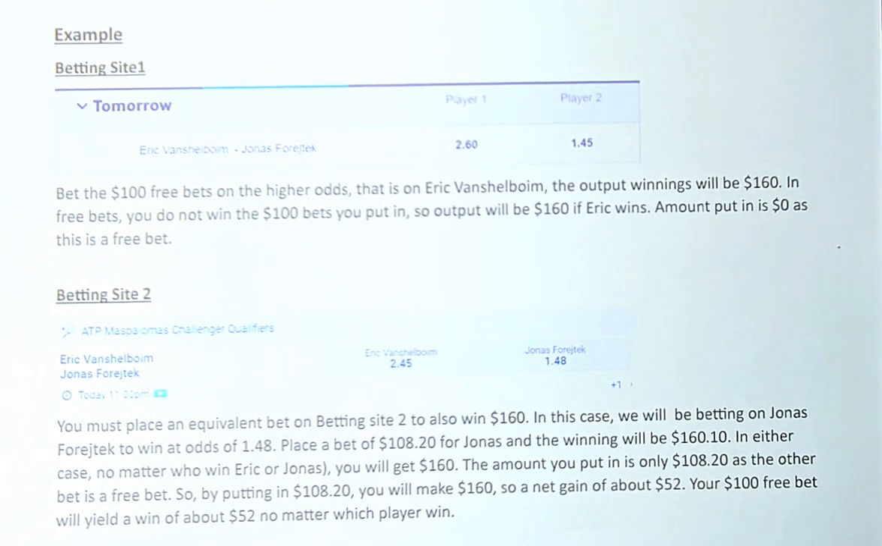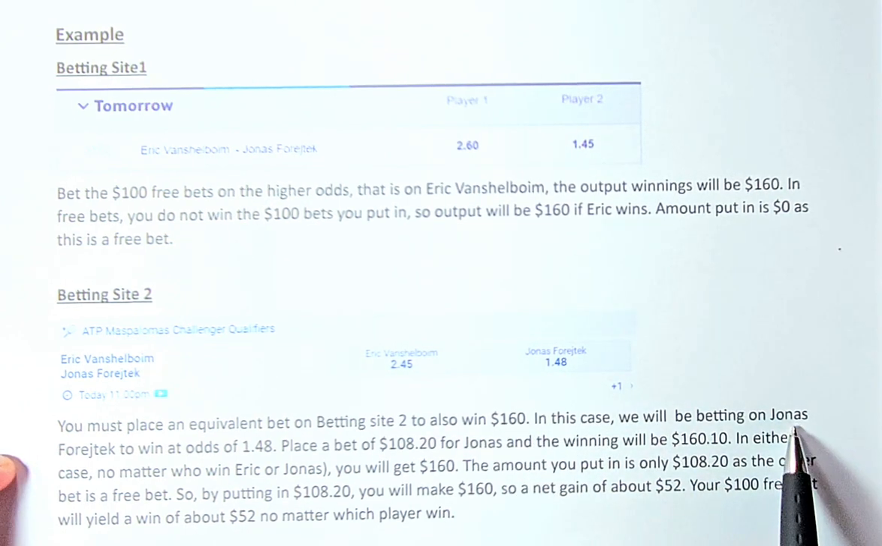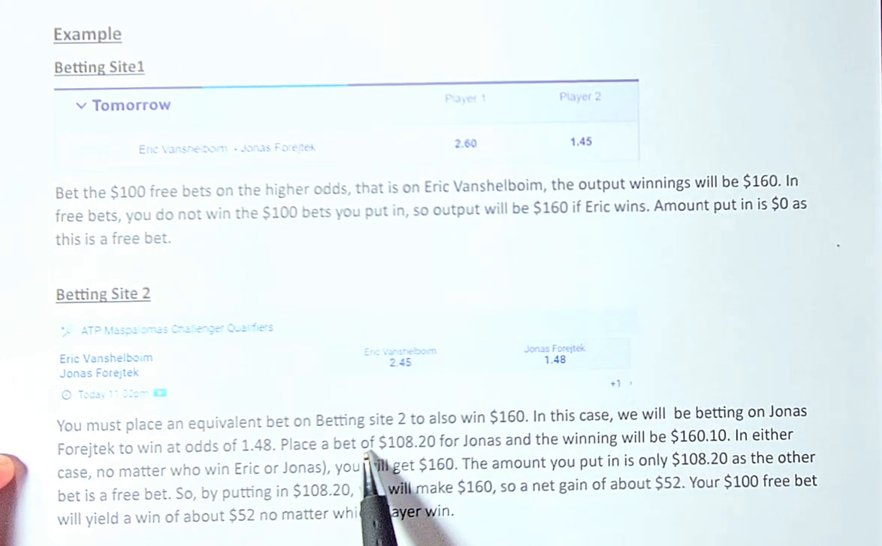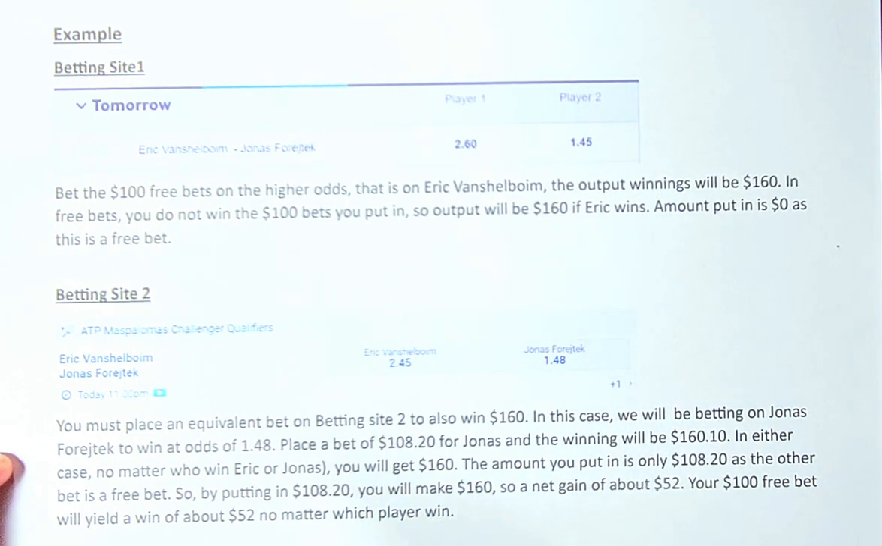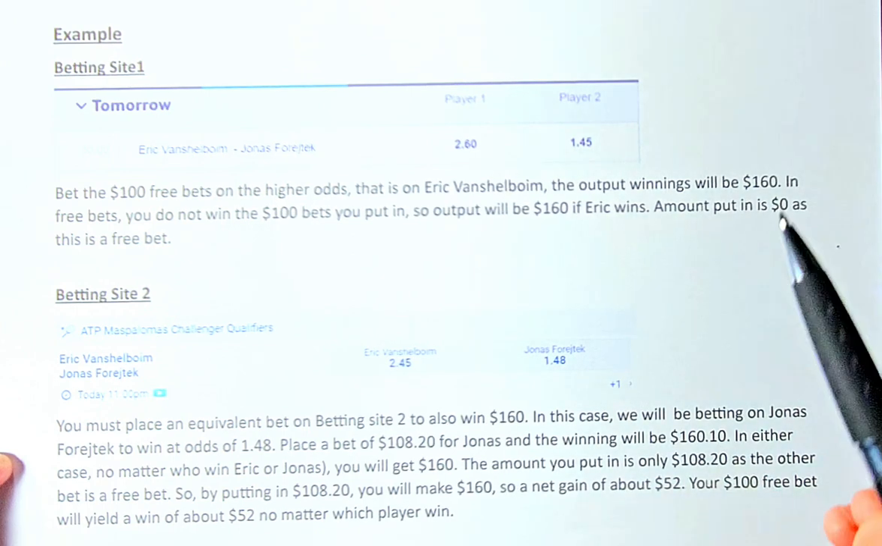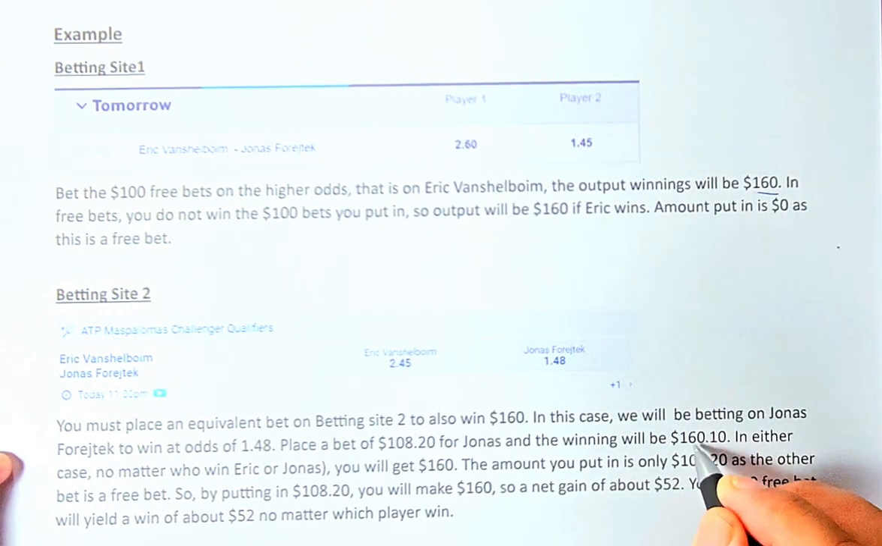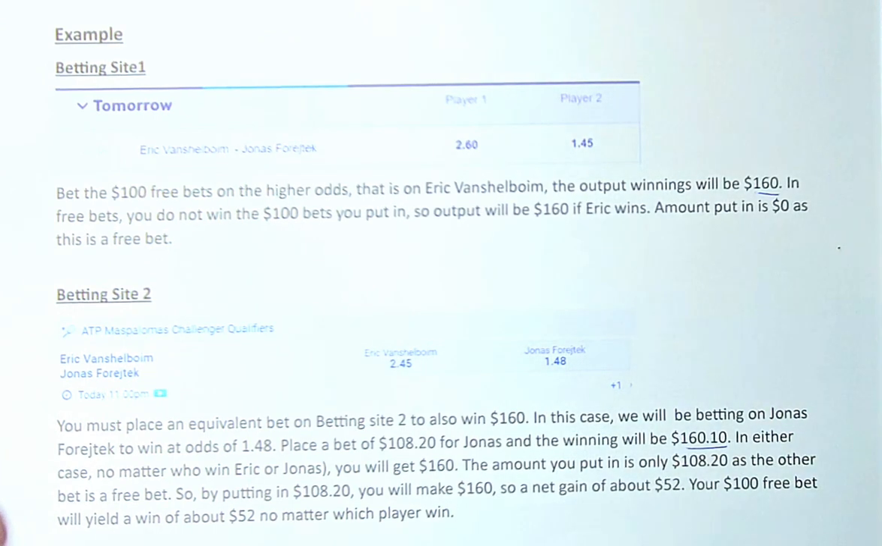Now we go to betting site number 2. You must place an equivalent bet in betting site 2 for you to be able to win 160. In this case, if you bet on Jonas winning at the odds of 1.48, you have to put in the amount of $108.20. If Jonas wins on betting site 2, then the amount you get is $160.10. So no matter who wins, the amount will be 160. You will get 160 either if Eric wins or Jonas wins.